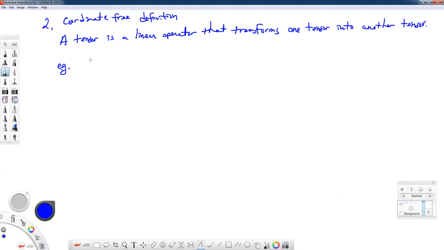So if I have the strain tensor and I have it operating on a unit normal vector like we've done before, we've seen how we can represent that in components. We have a 3 by 3. Here we have a vector, and what do we get out of it? We get another vector.